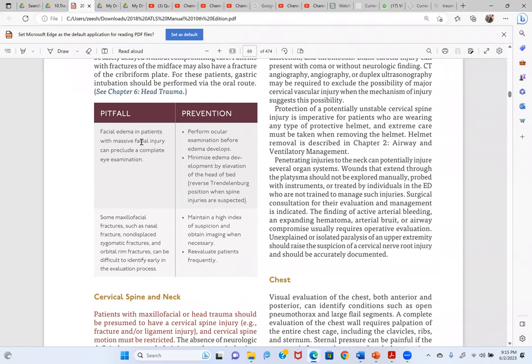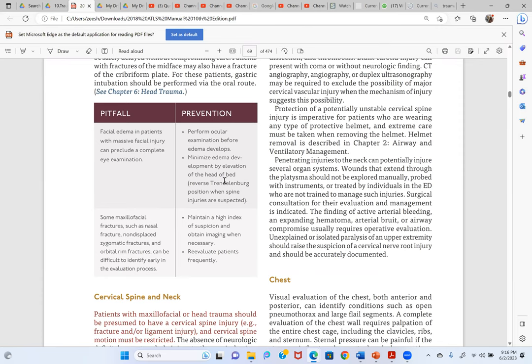Okay. Facial edema in patients with massive facial injury can preclude a complete eye examination. Of course, if there is edema, you will not be able to pick up the findings. Minimize edema development by elevation of the head of the bed. Okay, so this will relieve some of the engorgement.